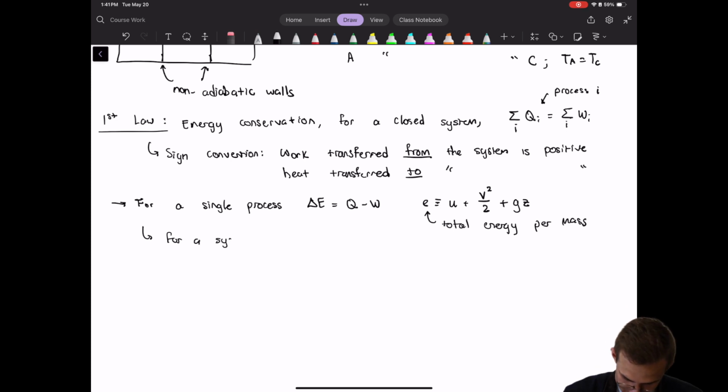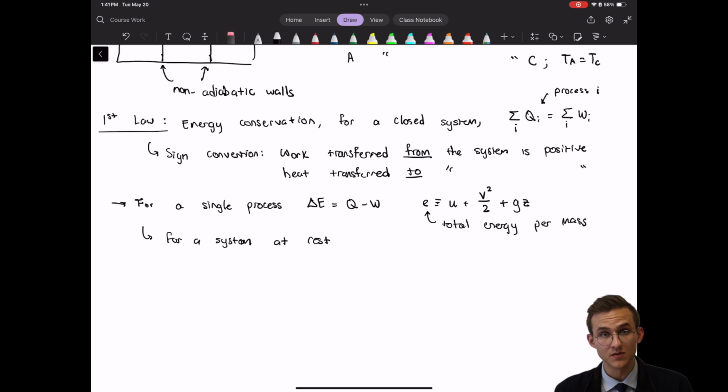So for a system at rest, you have velocity equal to 0, and also gravitational potential energy differences are not important. So you typically just leave the internal energy, and you can write this in quote unquote differential form as du is equal to delta q minus delta w. Okay, notice the transition to lowercase letters there.